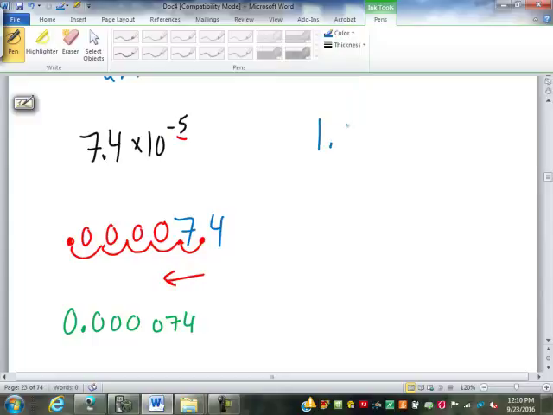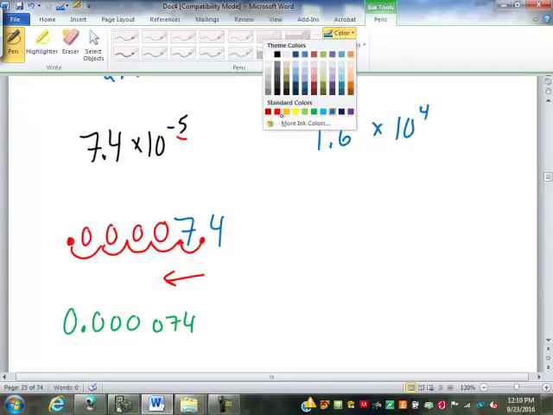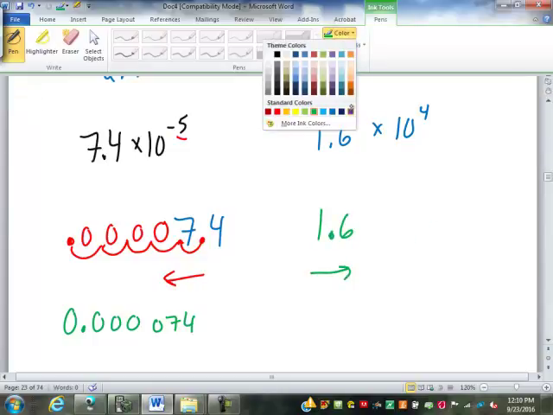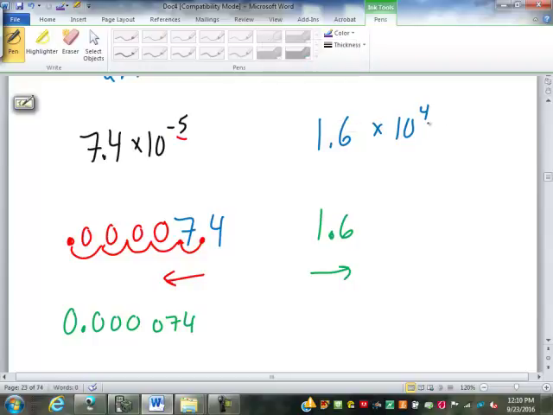Likewise, 1.6 times 10 to the 4th. Is this going to be a large number or a small number? Large number. So my decimal point is going to be moving that way. How many places? 4. So I go 1, gets me past the 6. But again, I have to add zeros. 2, 3, 4. That is 16,000.